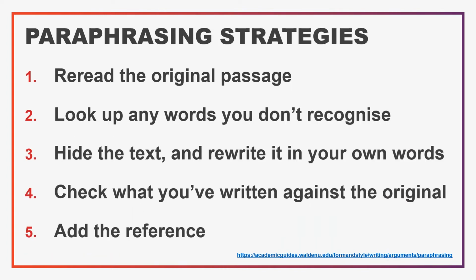So in practical terms, how do we go about paraphrasing? Following these steps is a good way to get into the habit of paraphrasing. Firstly, reread the original idea you are paraphrasing and look up any words you don't recognise until you understand the full meaning. Next, cover or hide the text and rewrite it in your own words. A good way to think of this is to pretend you're explaining the concept to your tutor or classmates. Once you've written this, check what you have written against the original.